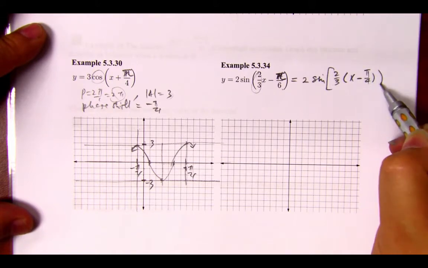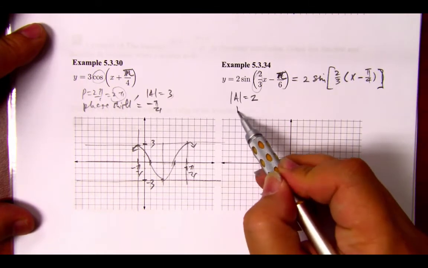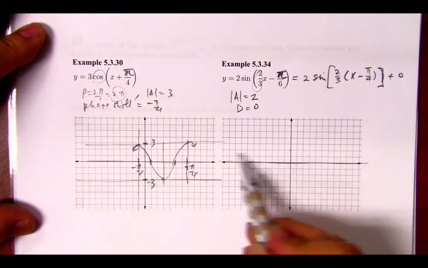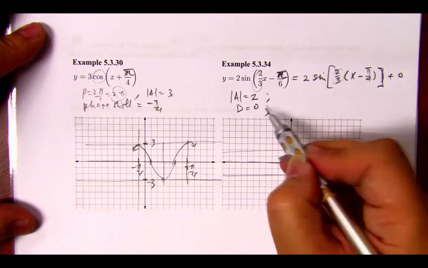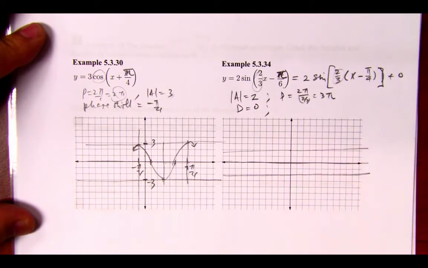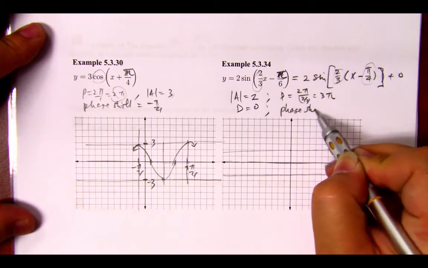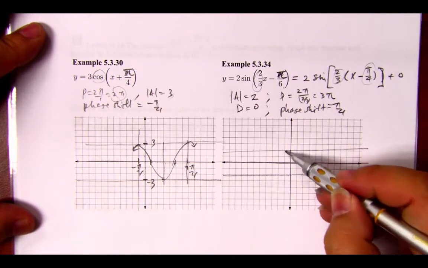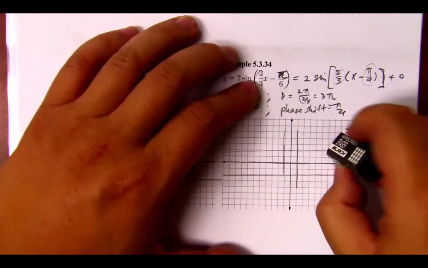Pi over 4, right? So we have an amplitude of 2. What's my vertical shift, d? It's nothing. So it goes up 2 and minus 2. That's all I know. And then we have period is 2 pi over 2/3, which is 3 pi. And then the phase shift, or you could simply write c if you like, is pi over 4. So I'm going to go 1 tick mark as pi over 4, which is here.